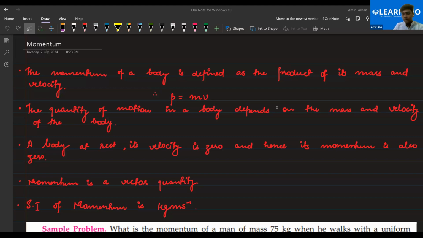Let's take an example. Suppose a bus is moving with a small velocity, like 10 meters per second, and a car is moving at 40 meters per second. You can see that the bus will impact more, even though it is moving at a slower speed, because the mass of the bus is very large, greater in magnitude. So momentum depends on both mass and velocity. As you can see from the formula, P equals mv, momentum is directly proportional to the mass as well as the velocity. Both are responsible for the effect on the body, right?